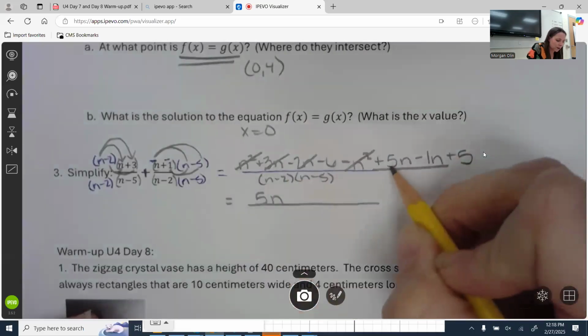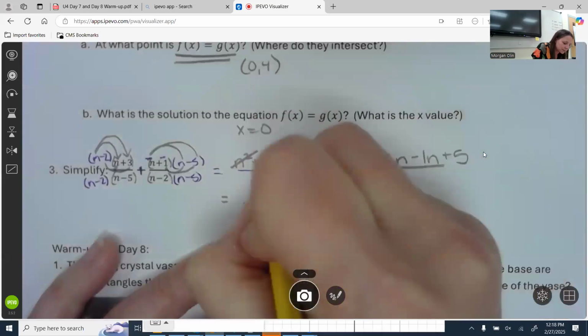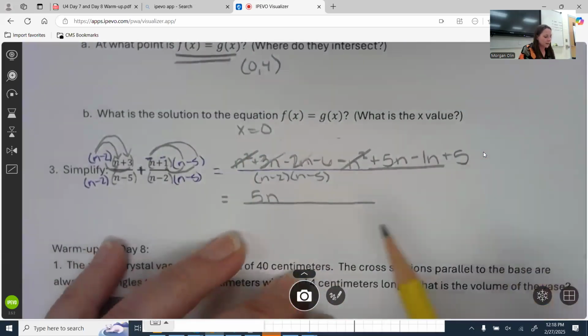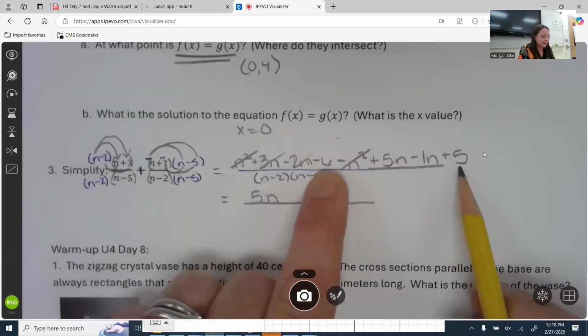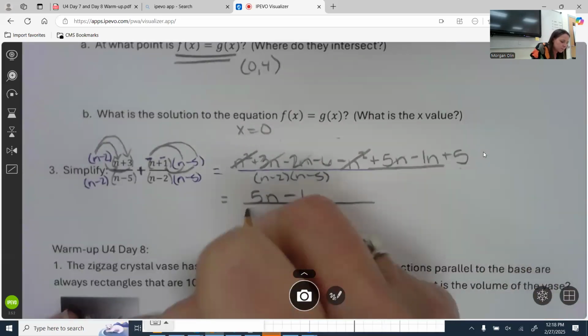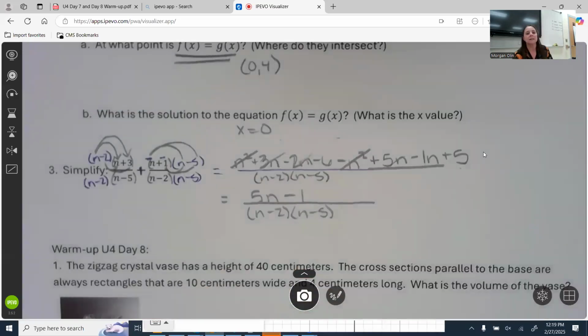So I dealt with all of those. I'm not going to cross it out, I don't need to. Now I've dealt with n's, now deal with the constants. Negative 6 plus 5. What is negative 6 plus 5? It is negative 1. Now remember, to cancel with anything in the denominator, things need a factor. This doesn't factor, so we just leave our answer like this.